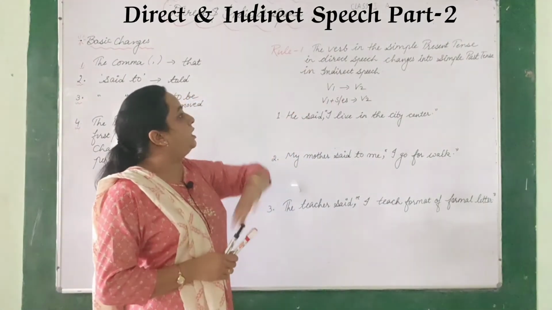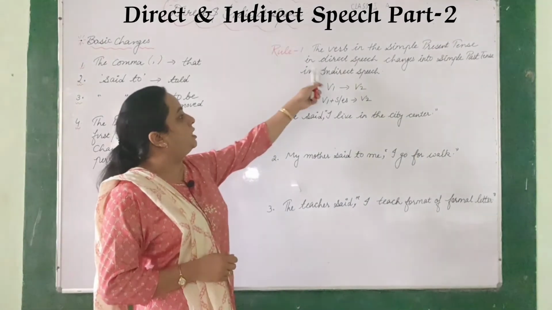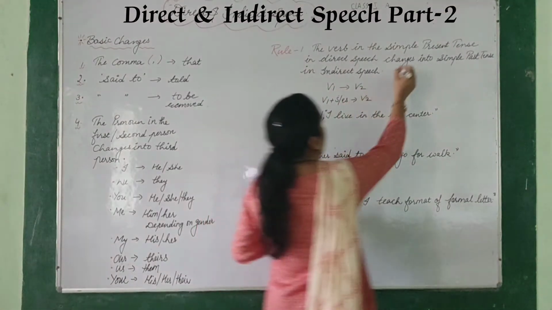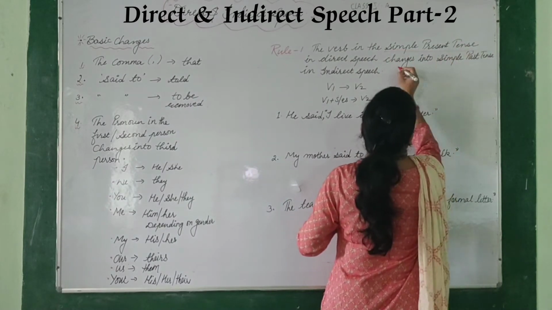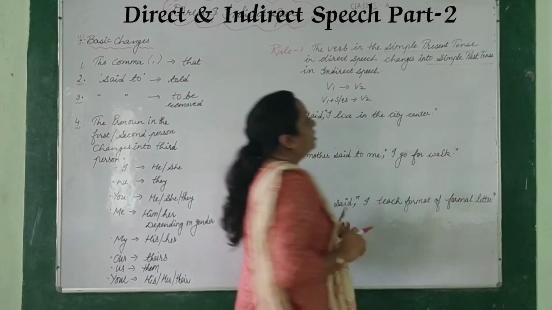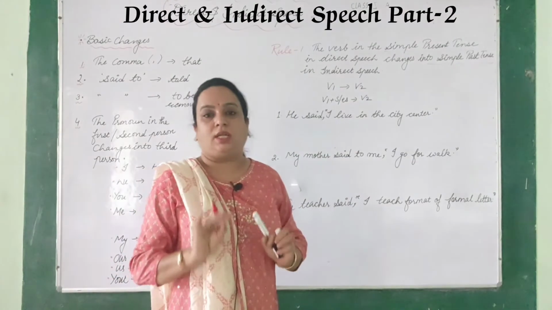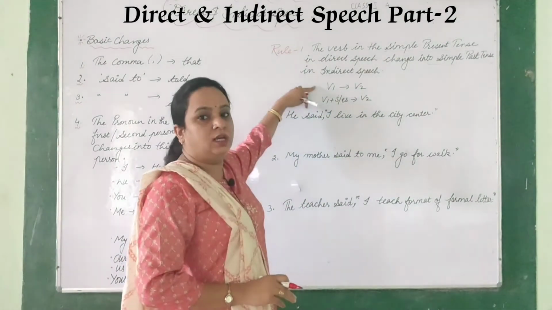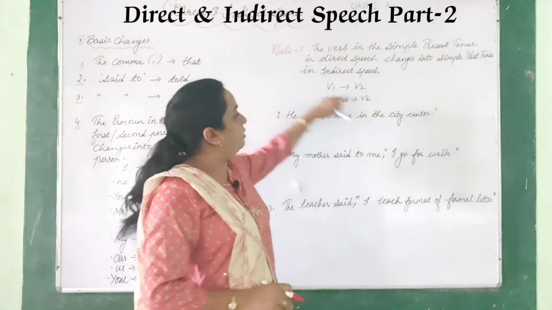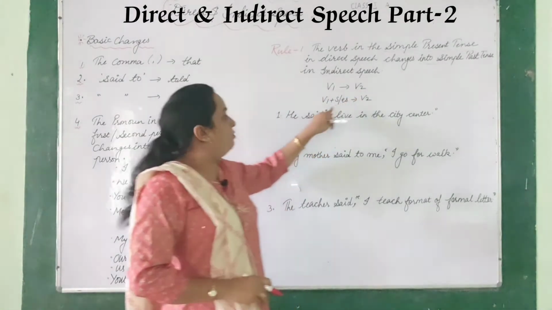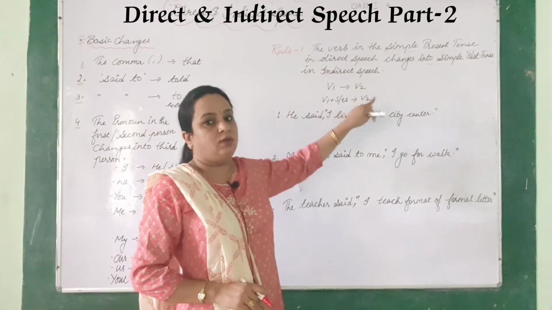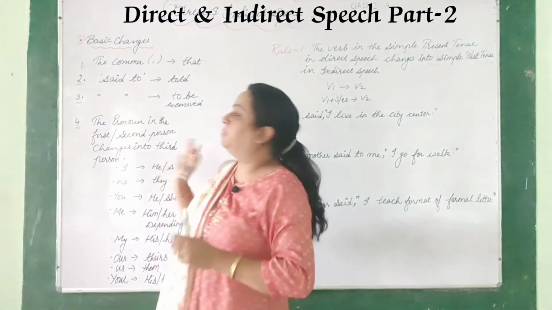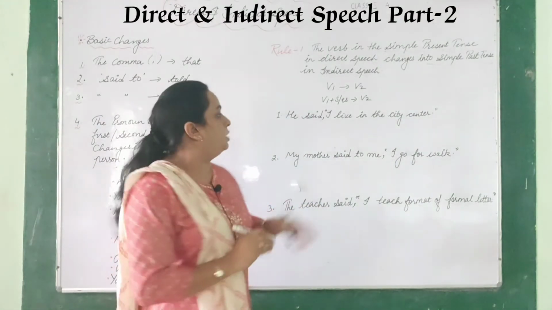The verb in the simple present tense in the direct speech changes into simple past. So what is here? Point to be noted: present tense changes into simple past. Simple present tense changes into simple past. And for your convenience, I have done here, if the verb first is there, that will be changed into verb second. If verb first plus s or es is there, we have to change that into verb second with all these basic changes. So let's see.